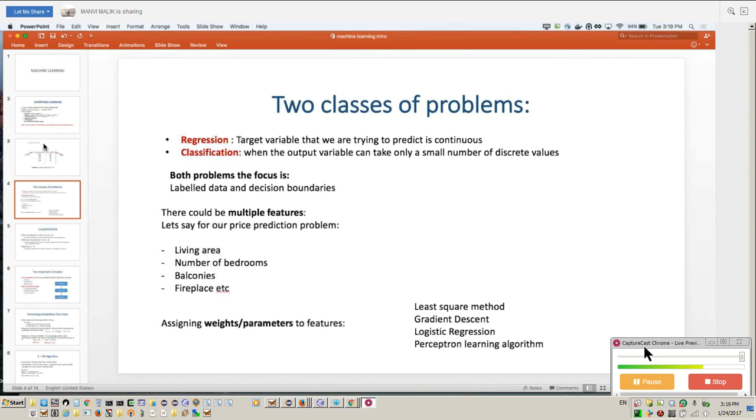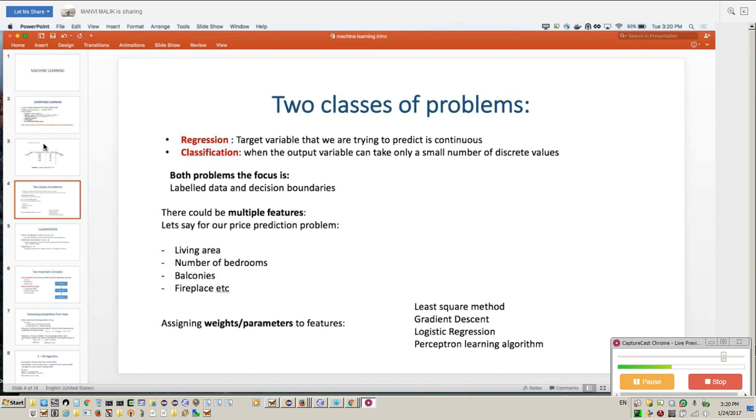Based on the label space, when I said the output can be discrete or it can be continuous, the two major problems that come with supervised learning are regression and classification. When our target variable or output has continuous values, it is called linear regression. And when the output can be any of the discrete values from our set, that problem is called classification.